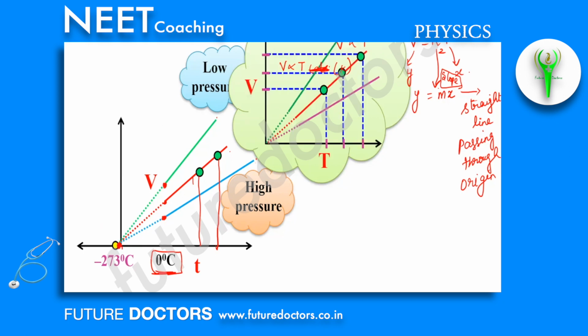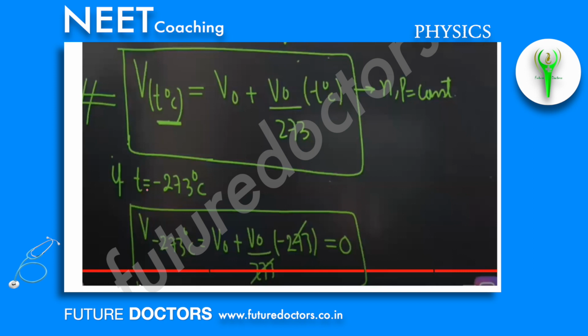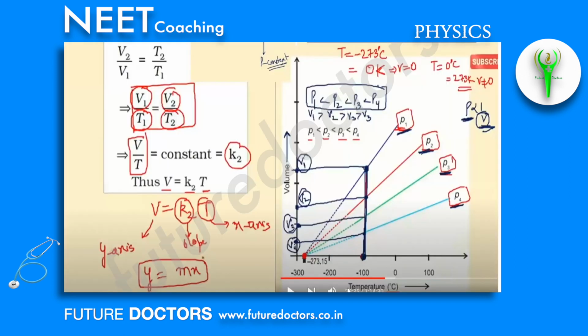Now here this is the origin, and the volume is plotted against temperature. At minus 273 degrees, the volume occupied by the gas is 0, so the gas does not exist in the gaseous state. It is converted into liquid. Now this is a Charles' law curve, and it is called an isobar. Why isobar? Because pressure is kept constant.